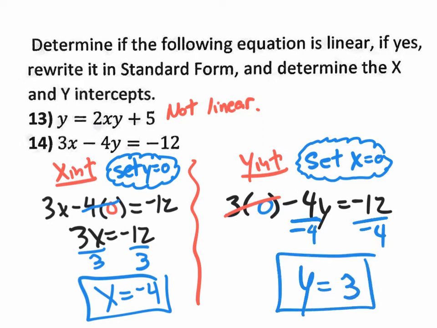So for this question number 14, we say yes, it's linear. We say it is in standard form. Now, if for some reason the y was here and the x was over here, we'd have to switch them, right? But it already is in standard form. And then after that, we have to find the x-intercept and the y-intercept. The x-intercept is -4 on the x-axis. The y-intercept is 3 on the y-axis.